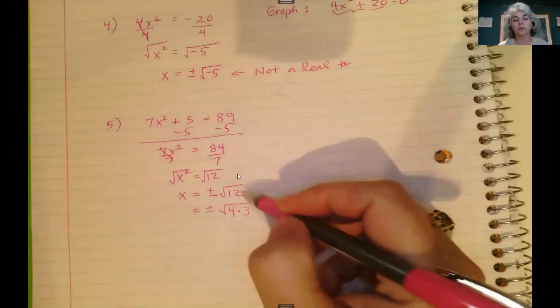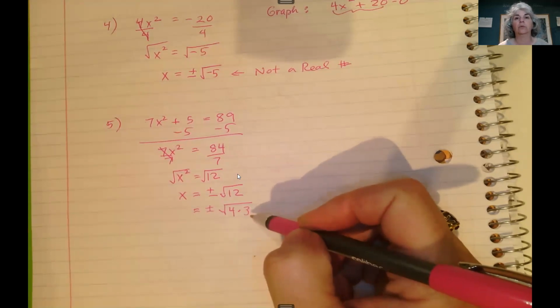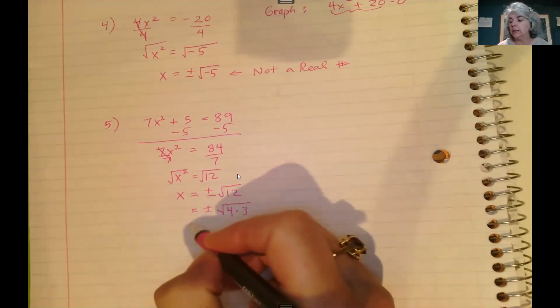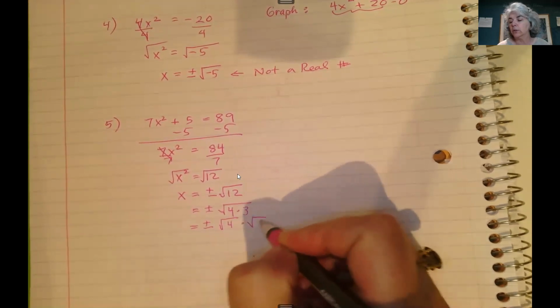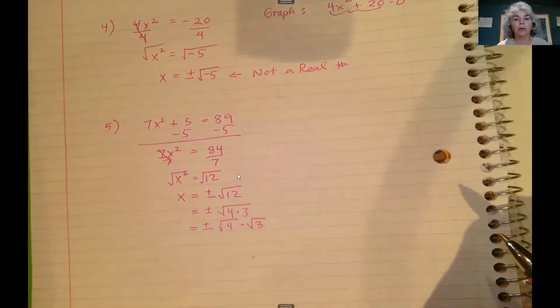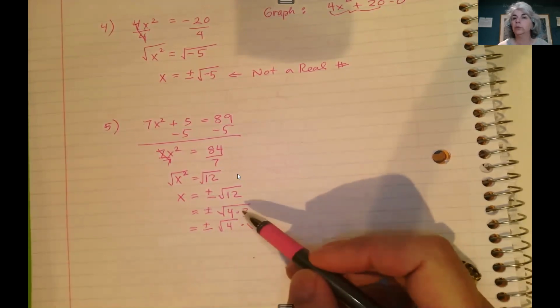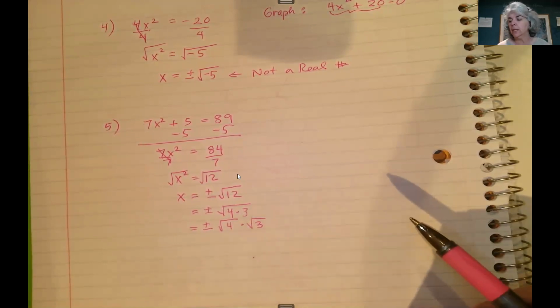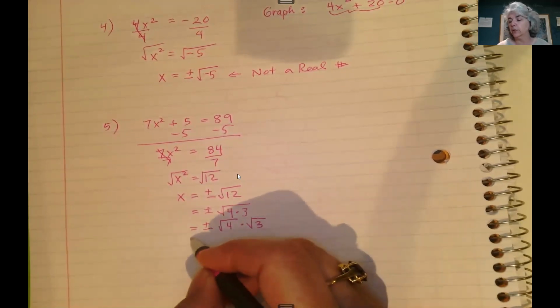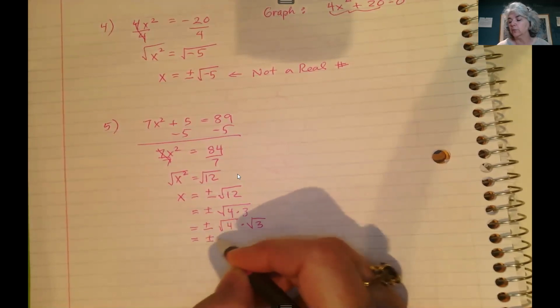These are the same thing. The square root of 12 is the same as the square root of 4 times 3. And this is the same thing as saying the square root of 4 times the square root of 3. Splitting that apart is allowed when you have multiplied terms. Only when you have multiplied terms can you split this apart. And now I can take the square root of 4, which gives me 2.